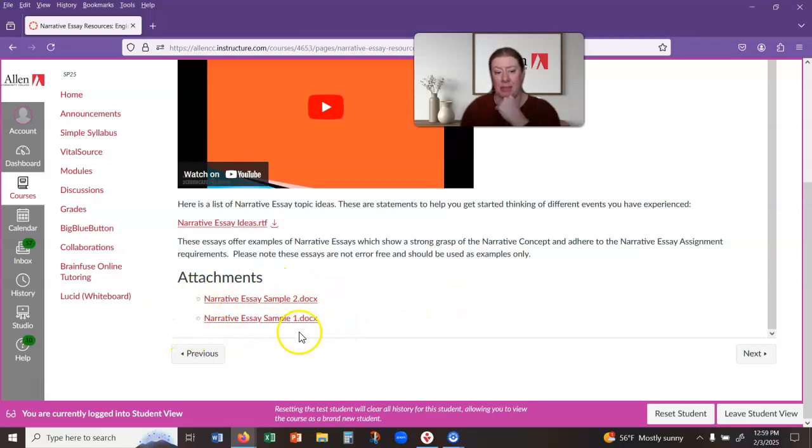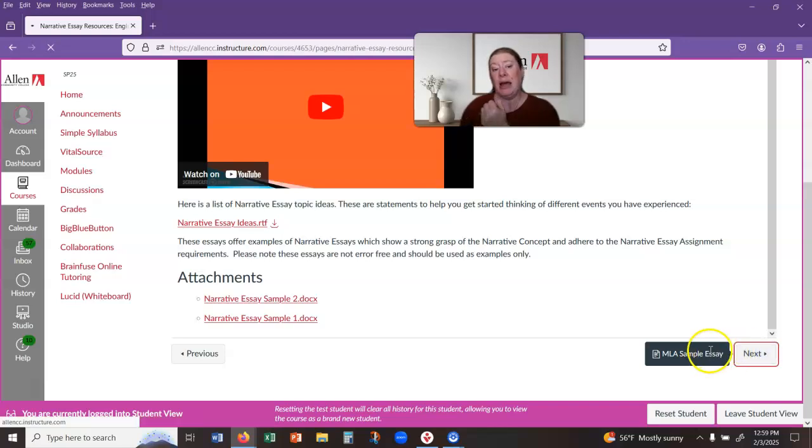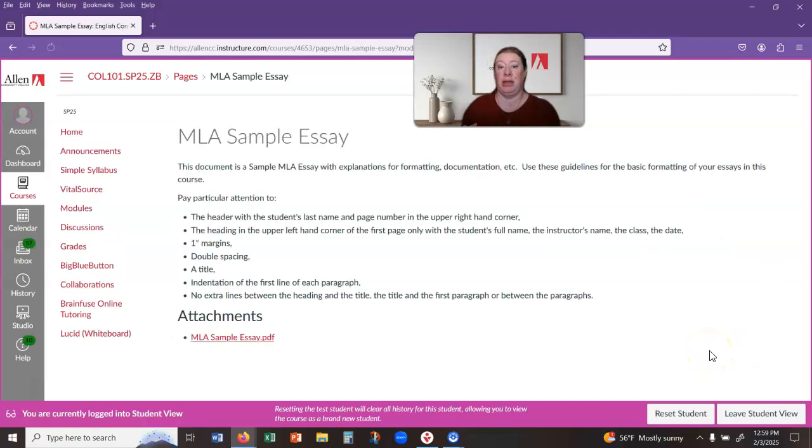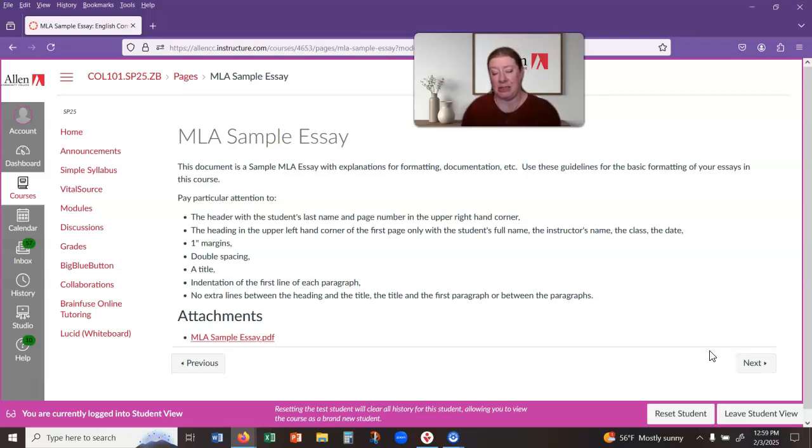And then I've got a couple of sample essays here as well, so you can see what it looks like. They're student sample essays, and they can help you out a little bit. Obviously, they are student essays, so they're not perfect, but at least you can see kind of what a narrative is supposed to look like.